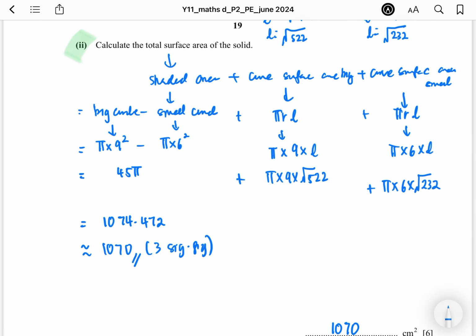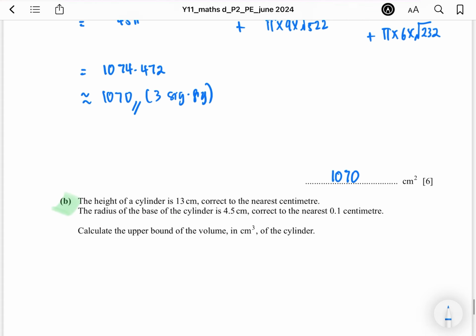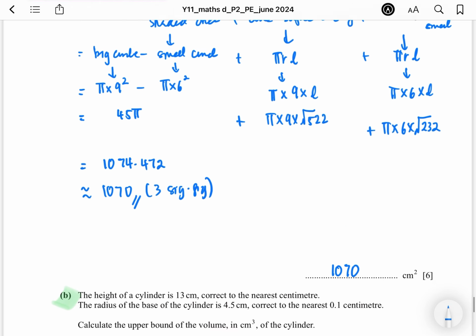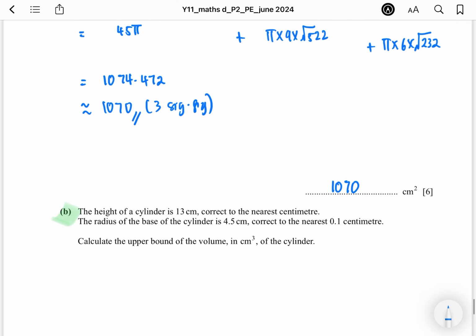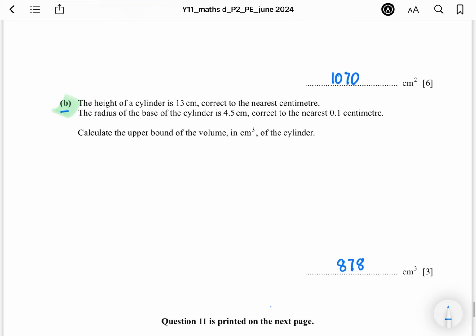Okay, so a few things happening here. Writing those labels down is very crucial. So if you look here, it's part B, that means it has got nothing to do with the question above. The height of a cylinder is 13 centimeters, correct to the nearest centimeter. The radius of the base of the cylinder is 4.5 centimeters, correct to the nearest 0.1 centimeter. Calculate the upper bound of the volume in cubic centimeters of the cylinder.